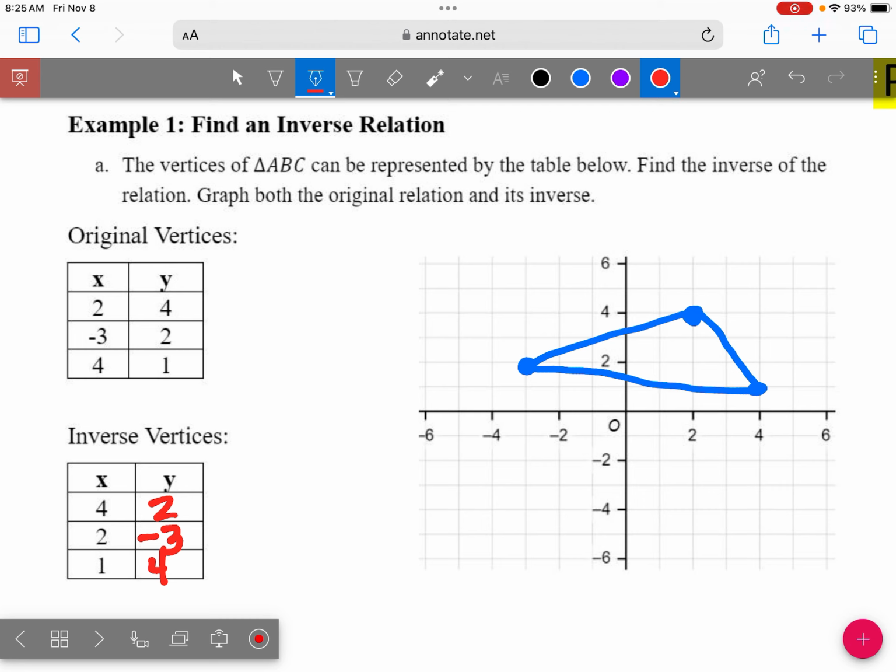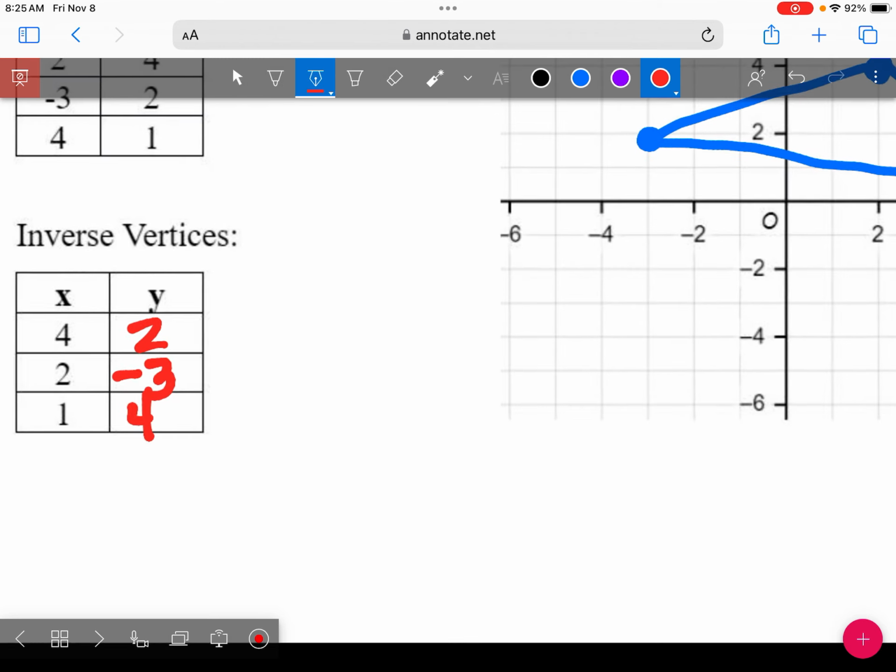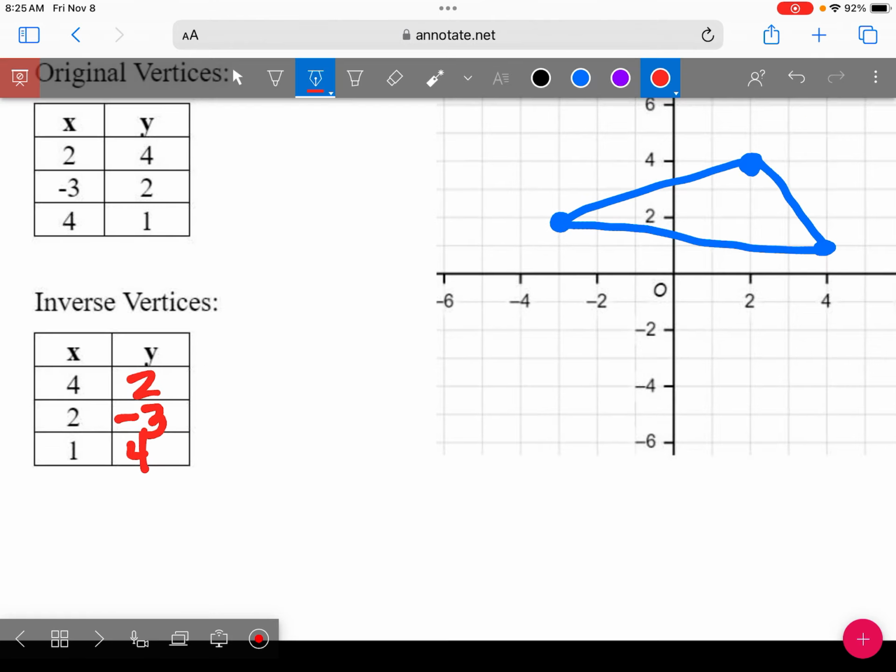So now we're going to plot these 3 points with a different color. So pick up your second color, plot a point at 4, 2. So I'm going to go right 4, up 2, put a point. And then I'm going right 2, down 3, put a point. And then right 1, up 4, put a point. And then you connect that. And that is your inverse. That's why I said use different colors.